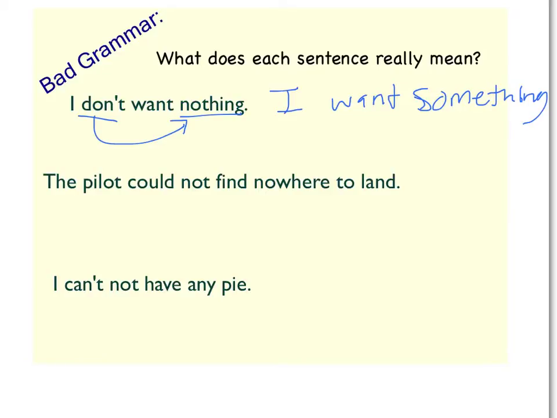Here's another example. The pilot could not find nowhere to land. Another double negative. That means the pilot could find somewhere to land. And the last one, I sometimes say this, and I probably shouldn't, but I say, I can't not have any pie. Can't and not, there's a double negative. What does that really mean? I can have pie, and that's definitely what I did mean.